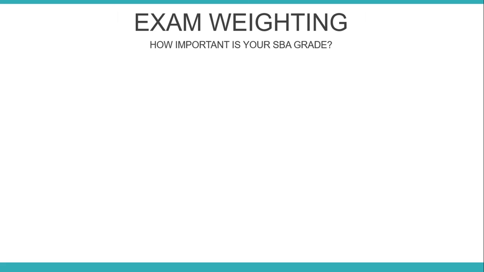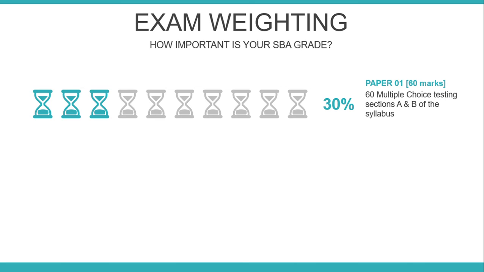So, how important is your SBA grade? Well, first of all, your exam is divided into 3 papers, and paper 1 is your multiple choice paper. It values 60 marks, and you'll do 60 multiple choice questions. It's based on sections A and B of the syllabus. It does not include questions from section C because that's the option section. So, out of those 60 marks, you will get 30% of your overall grade. So if you get 60 out of 60, you'll already have 30% of your overall grade.